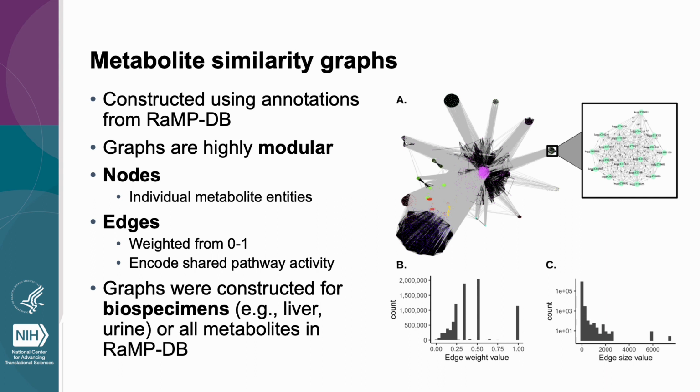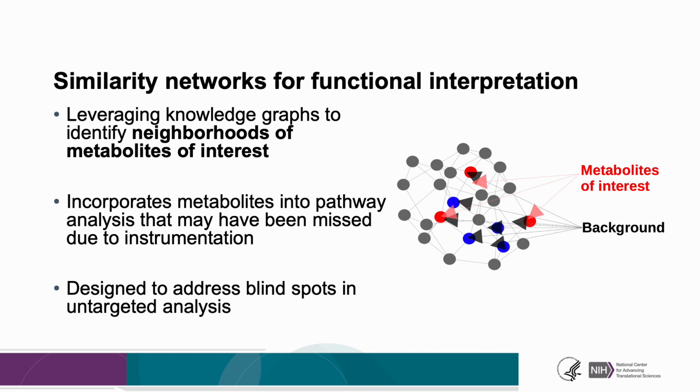For example, in our pathway similarity graphs, edges are weighted by an overlap index, which describes shared pathways between two metabolites. Like for pathway analysis in RaMP, we constructed these network models for lists of biospecimens stored in RaMP-DB, as well as for all metabolites within the database. We used these knowledge graphs to increase the scope of pathway analyses in metabolite data in order to reduce the reliance on consistent detection and identification.